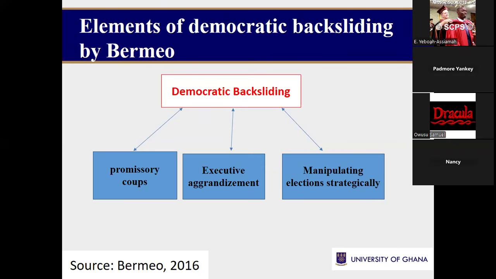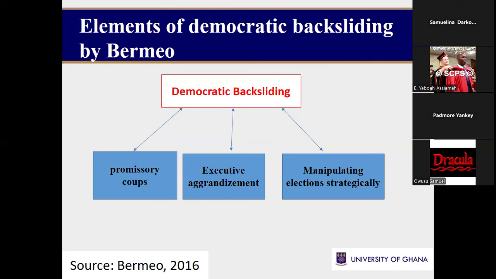That is promissory. Now let's bring the same idea to promissory coup. What does it suggest? Yes, Samuelina. I think it suggests that the people are promised a change in relation to the reform. Okay, thank you, Samuelina.